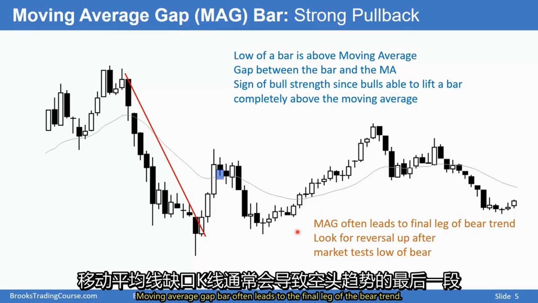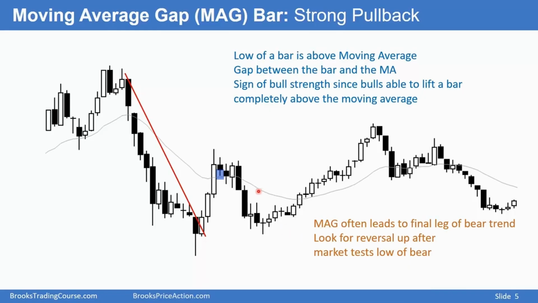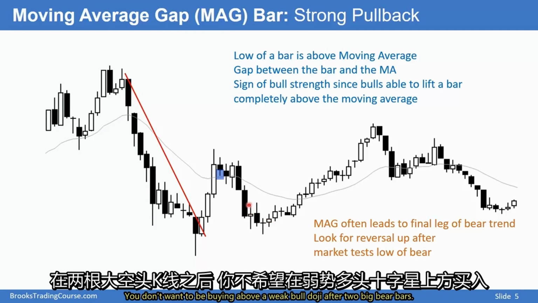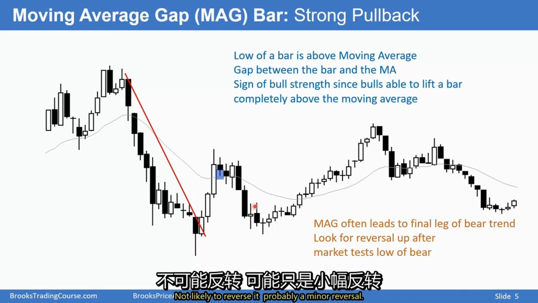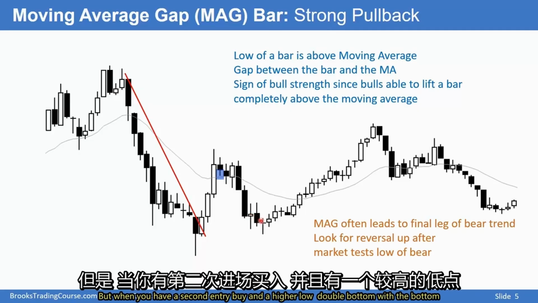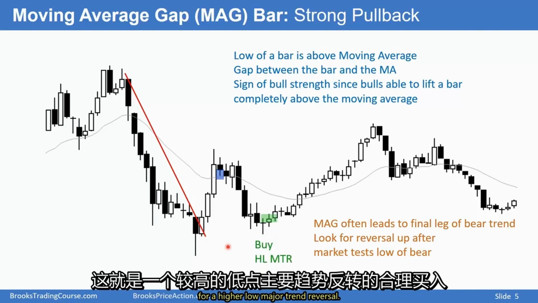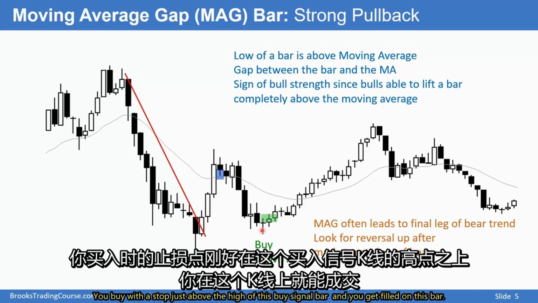Moving average gap bar often leads to the final leg of the bear trend. Look for a reversal up after the bear trend resumes. Bear trend resumes, look for a reversal up, a second entry buy. You don't want to be buying above a weak bull doji after 2 big bear bars, not likely to reverse it, probably a minor reversal. But when you have a second entry buy and a higher low, double bottom with the bottom of the bull breakout, this low, double bottom with that low, that is a reasonable buy for a higher low major trend reversal. You buy with a stop just above the high of this buy signal bar, and you get filled on this bar.